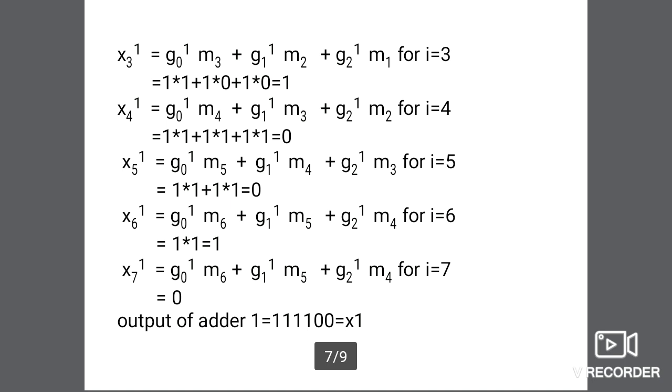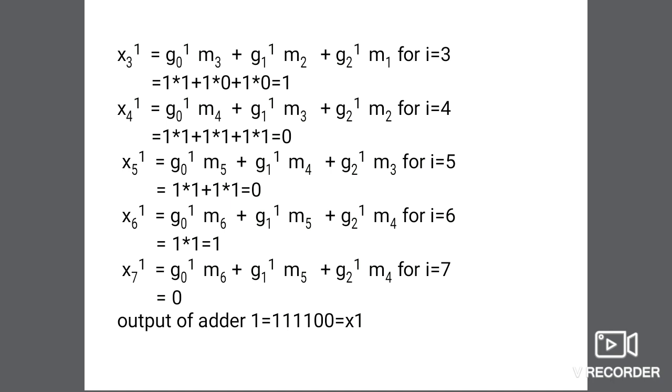And again for i equal to 3, x3^(1) is g0^(1) m3 plus g1^(1) m2 plus g2^(1) m1. Putting in the values, 1 multiplied by 1 plus 1 multiplied by 0 plus 1 multiplied by 0 is equal to 1. And then for i equal to 4, x4^(1) is g0^(1) m4 plus g1^(1) m3 plus g2^(1) m2, and we can use only 3 bits, a combination of 3 messages, and we multiply and then add. It is simply the adder method.